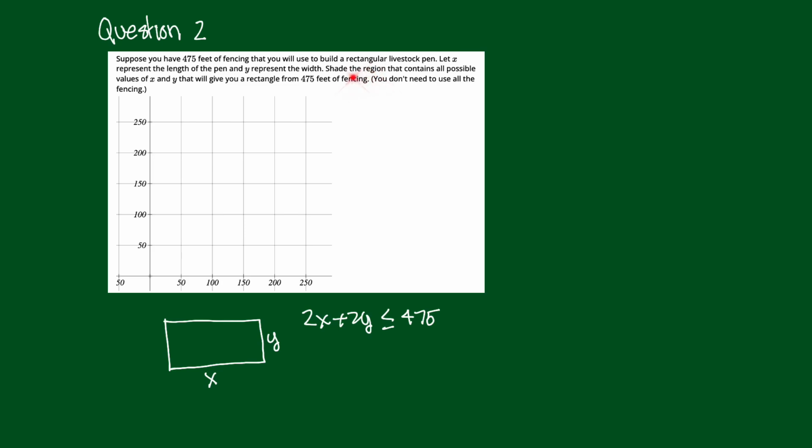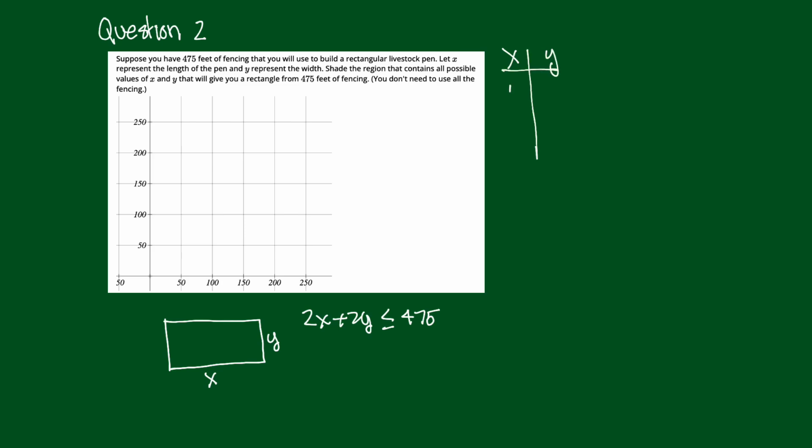Shade the region, all possible values of x and y that will give you a rectangle from 475 feet of fencing. Okay, we don't need to use all the fencing. That's why we have the less than or equal to. Build a little table. I'll build it up here, x and y.